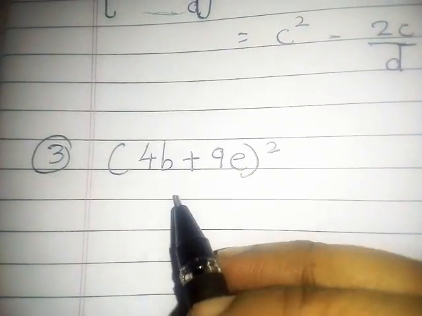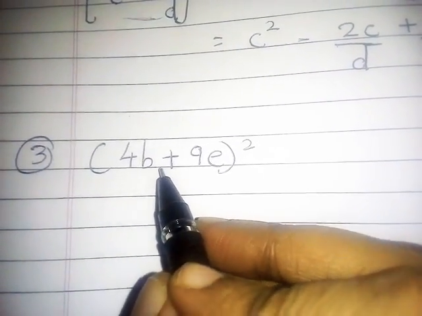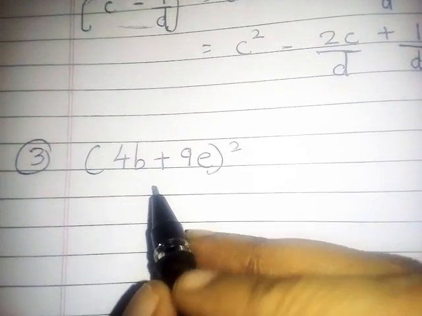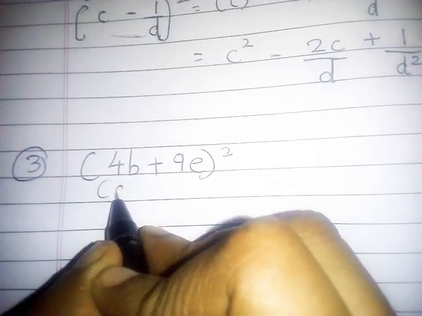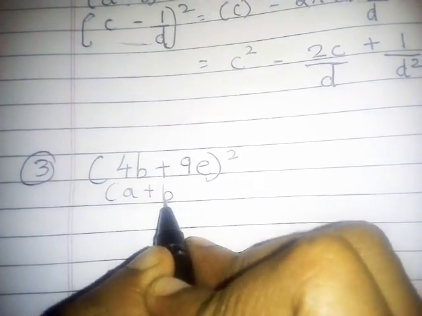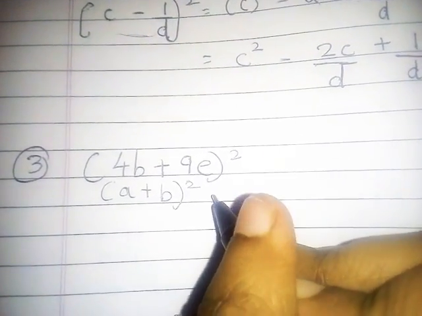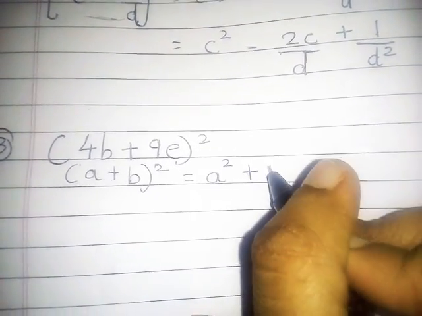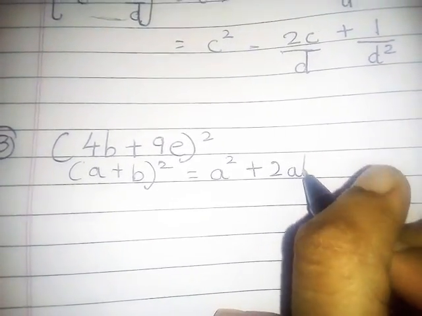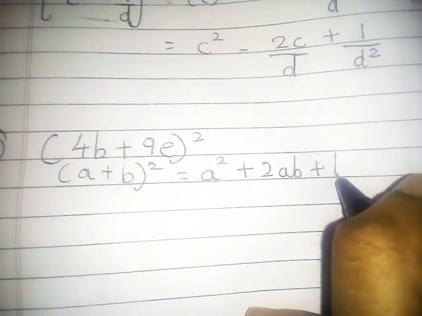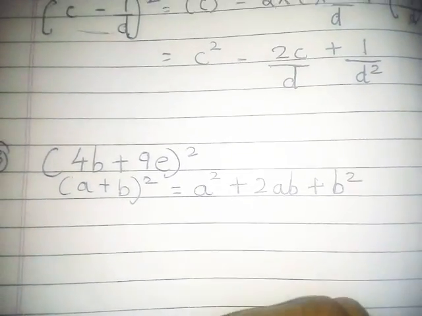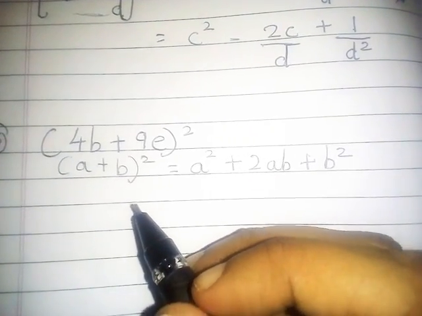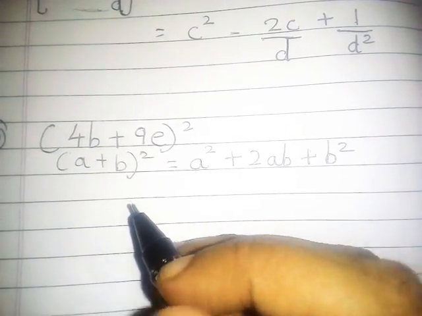Now we will do the next sum. (4b + 9e) the whole square. Here you have to use the formula (a + b) the whole square. (a + b)² is equal to a² + 2ab + b². Students, you have to memorize the formulas of (a + b)² and (a − b)² for homework.